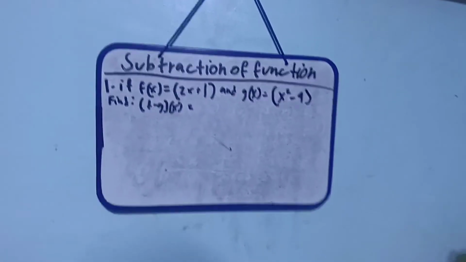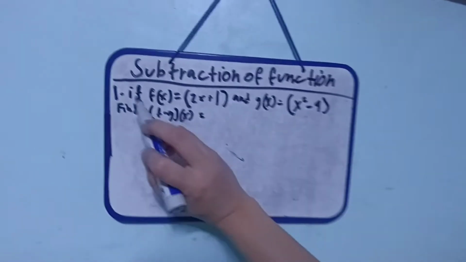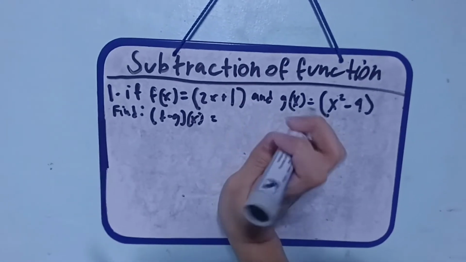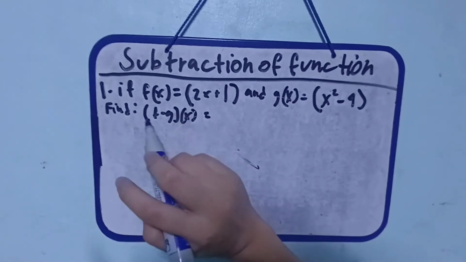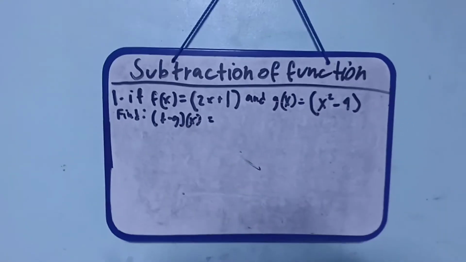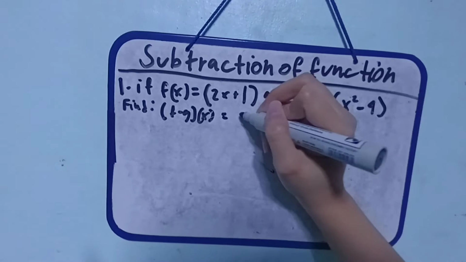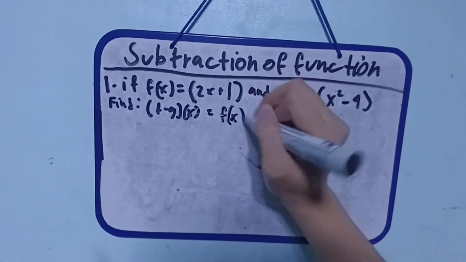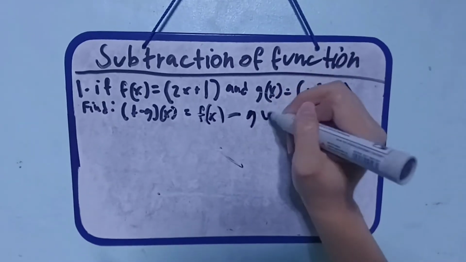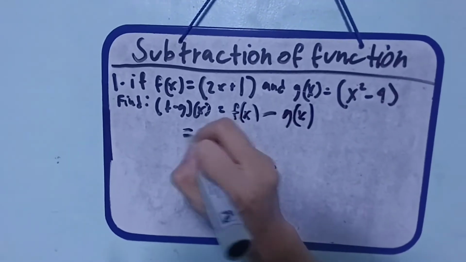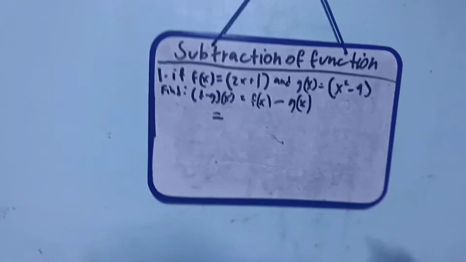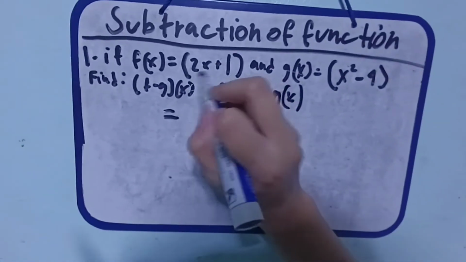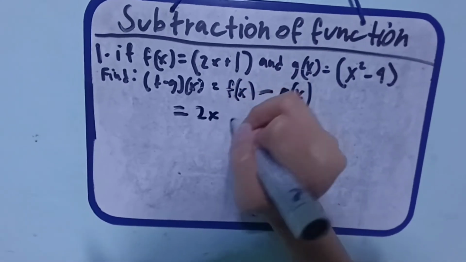Problem number 1 here in our subtraction of function. If f of x is equal to 2x plus 1 and g of x is equal to x squared minus 4, find f minus g of x. So first, that is equal to f of x minus g of x. Let's just substitute na. F of x is equal to 2x plus 1. Ito yung ano niya. So, 2x plus 1.